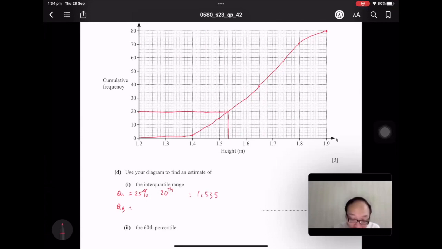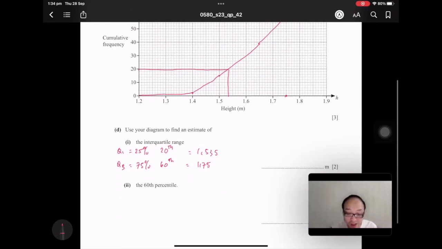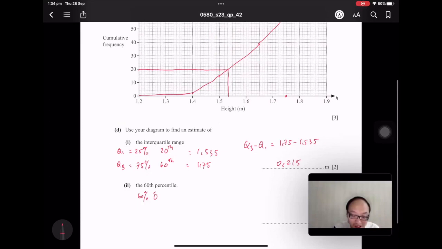And Q3 will be the 75%. So it will be the 60th data. So the 60th will be here. So 1.75. So the interquartile range is the Q3 minus Q1. So 1.75 minus 1.535, it's 0.215. And the 60th percentile, it's 60% of 80.